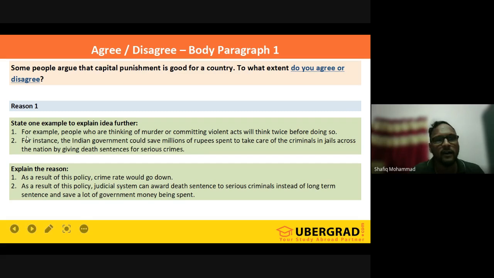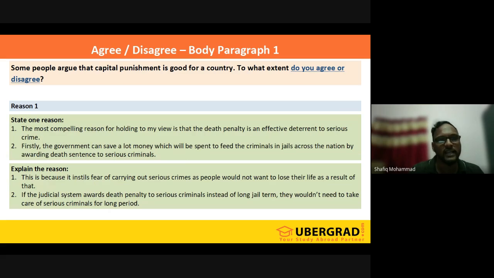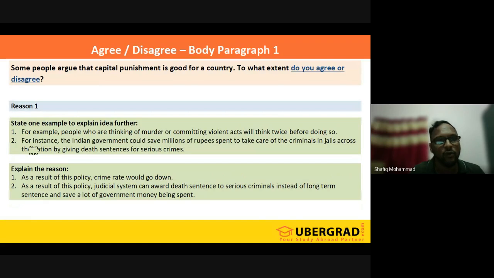And for the second explanation, for the second statement, he's giving an example also. For instance, the Indian government could save millions of rupees spent to take care of the individuals in jails across the nation by giving death sentences for serious crimes. So these are all the statements of someone agreeing with the capital punishment. The one who is agreeing with the capital punishment can write all this. Then he's giving the result, not an explanation: as a result of this policy, crime rate would go down.